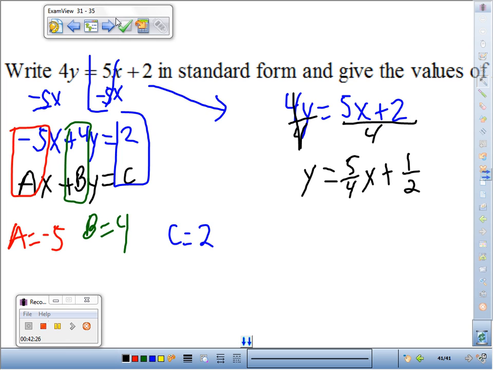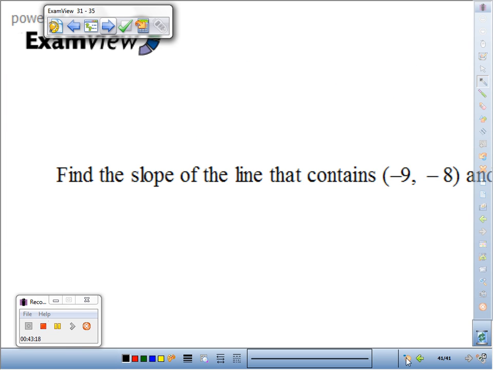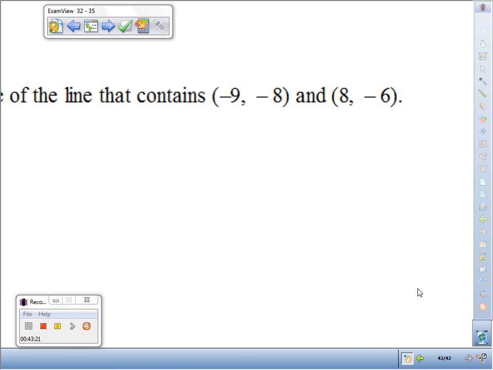Let's move on. Number 32. Now, if you don't get this one, I'm going to send Lauren G. slapping people around. My goodness. All right, here we go. My bad. No slapping people.